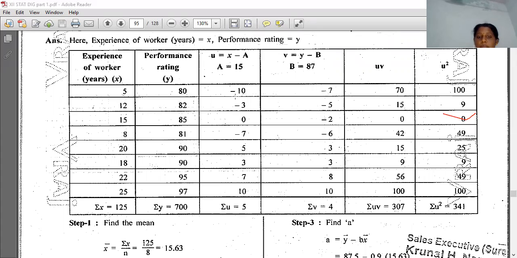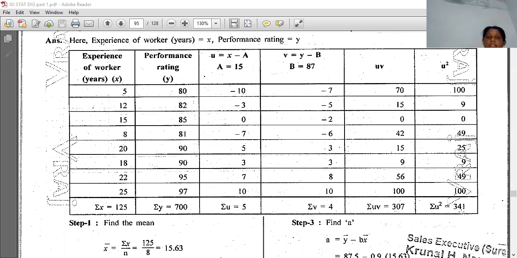Now UV, multiplication of U and V. So minus 10 into minus 7 is plus 70. Minus 3 into minus 5 is plus 15. Then 0 into minus 2 is 0. Like this you got the UV column, and the total of sigma UV is 307. And U square: square of the U column, minus 10 square is 100, minus 3 square is 9, 0 square is 0, minus 7 square is 49. Then you will be getting the total of U square, that is 341.